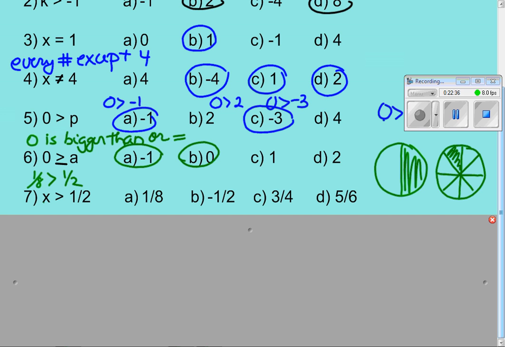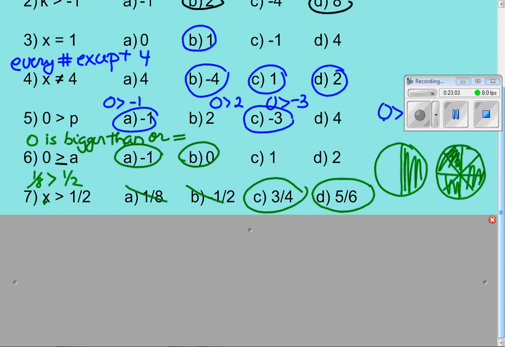Here's some math: is a negative number ever bigger than a positive number? No. So we can throw that out and that out. How about 3/4 of a pie? 3/4 would be this, this, and this, and that certainly is bigger. And 5/6 is almost a whole pie. So it's bigger. That's where you have to think.